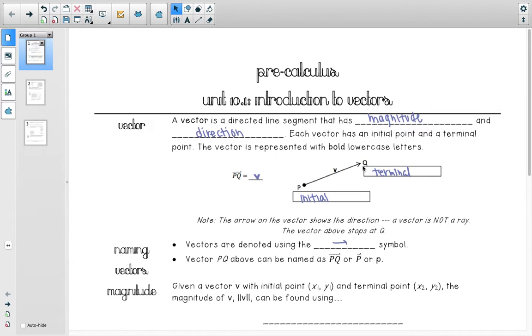PQ is the line segment that you're used to making, but you usually use lowercase bold letters to do that. Now, you can't tell if I'm making them bold when I write them, so just bear with me. Okay, so vectors are denoted using the little line symbol. A vector PQ above can be named PQ, or vector P, or with a lowercase p, or it can be lowercase v, it doesn't really matter, okay?